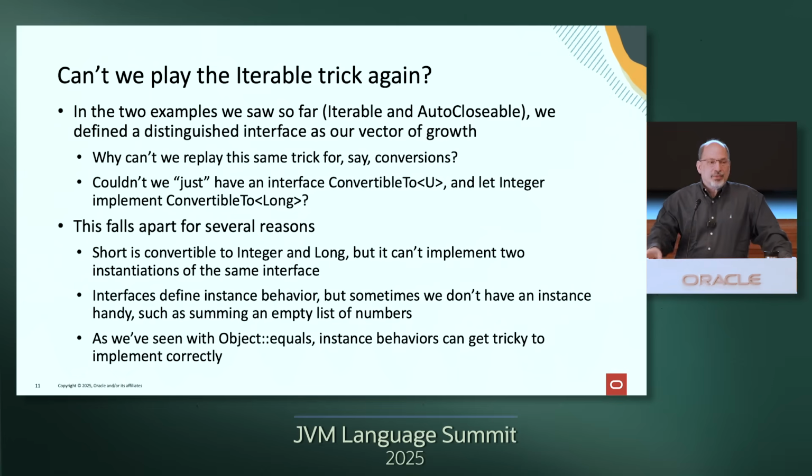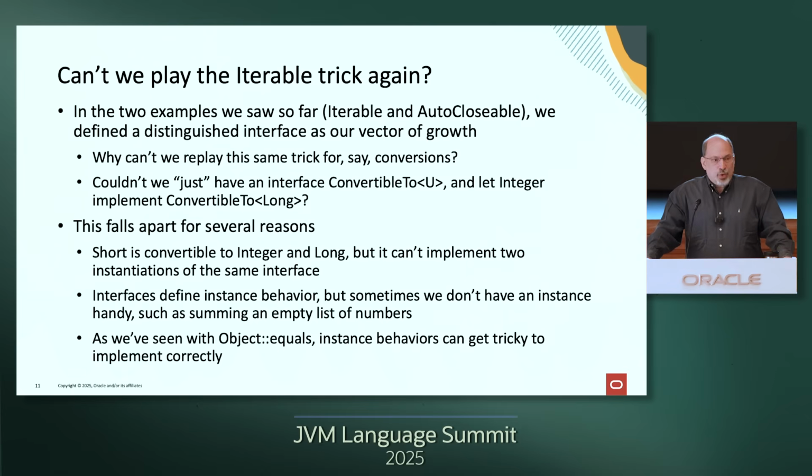Another reason why the interfaces trick eventually falls apart is that interfaces define instance behavior. They don't define class behavior. And that's fine if we're talking about something where we already have an instance in hand, like I'm converting an int to a long. Well, I have an int that I want to convert. So great, I can say convert yourself to long.